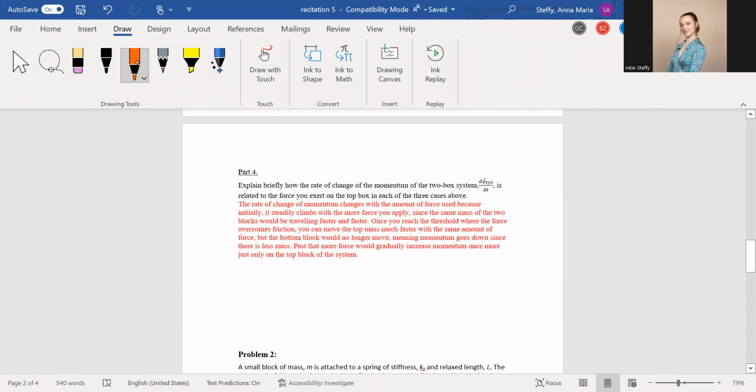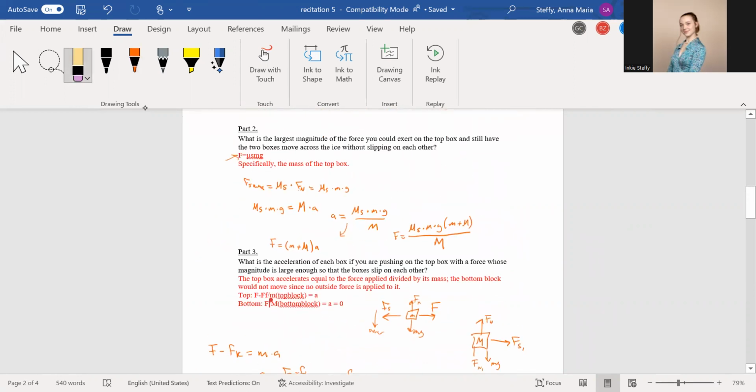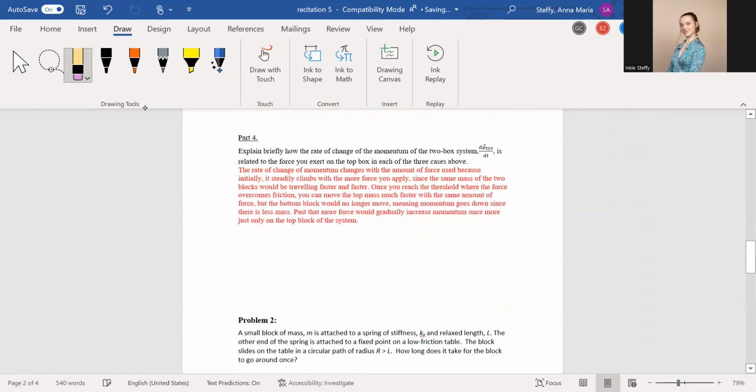Okay. And briefly explain how the rate of change of momentum of the two system boxes. Oh, by the way, I think this is garbage up here. I don't know what I was thinking. This won't erase for me. Down here.